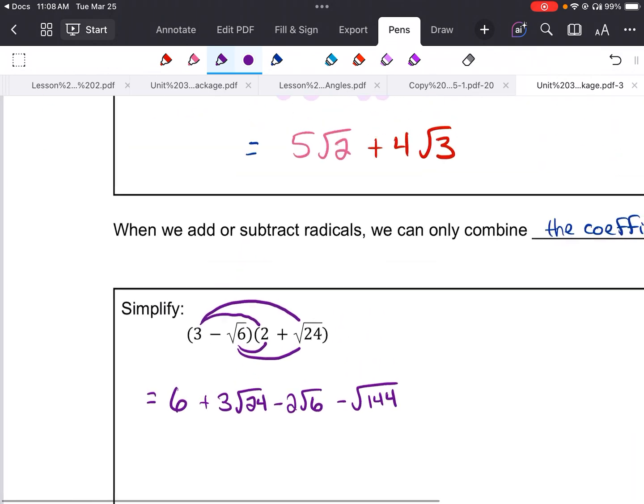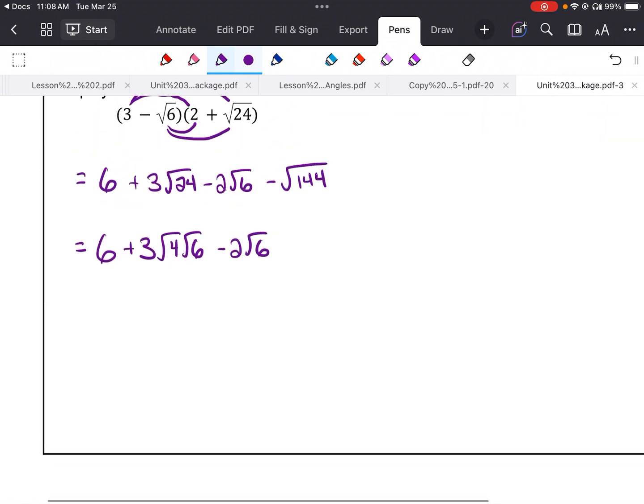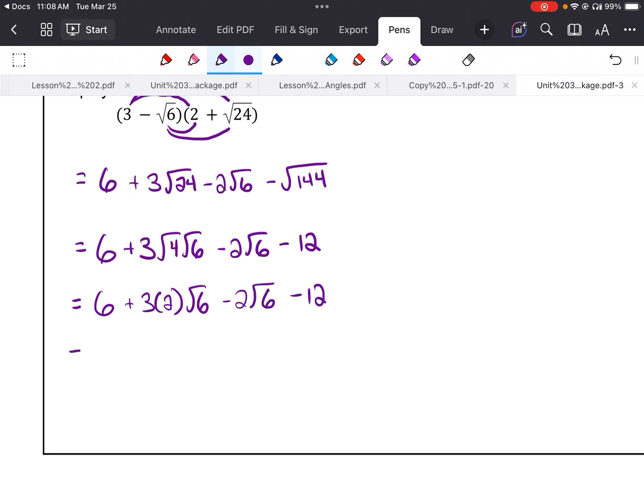Okay, then we're going to work through this simplifying. The 6, nothing can be done there. Okay, the root 24 can break into root 4 root 6. We can't do anything with root 6, so let's just leave it as 2 root 6. And the root of 144 is 12. Okay, so we have 6 plus 3 times 2 root 6 minus 2 root 6 minus 12. So we have 6 plus 6 root 6 minus 2 root 6 minus 12.